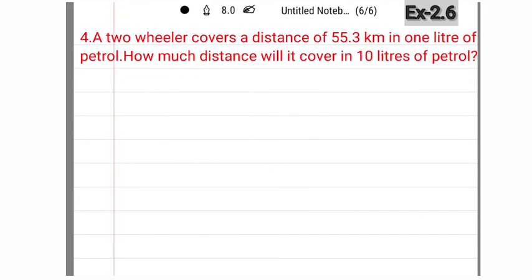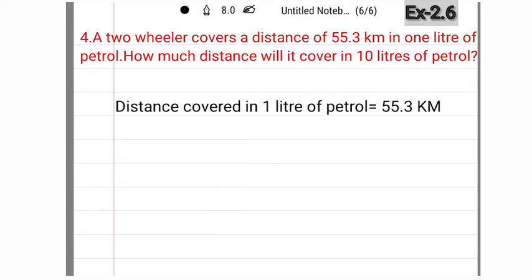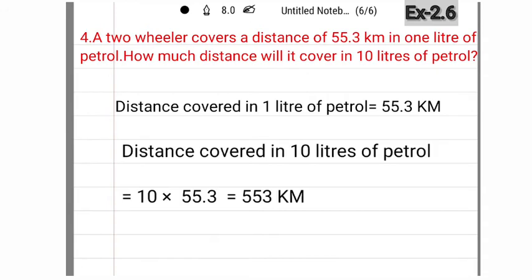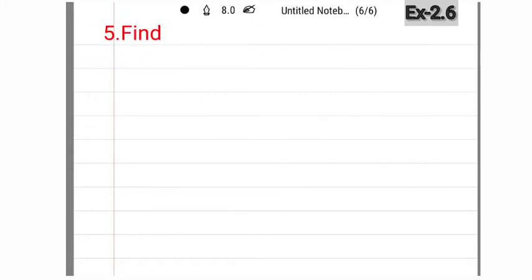Your question number 4: a two-wheeler covers a distance of 55.3 kilometers in 1 liter of petrol. How much distance will it cover in 10 liters of petrol? Here it is given that distance covered in 1 liter of petrol equals 55.3 kilometers. So the distance covered in 10 liters of petrol equals 10 into 55.3 kilometers, and when it is multiplied we will get 553 kilometers, because as it is multiplied with 10, 1 digit is shifted towards right, as we have done in the previous question.